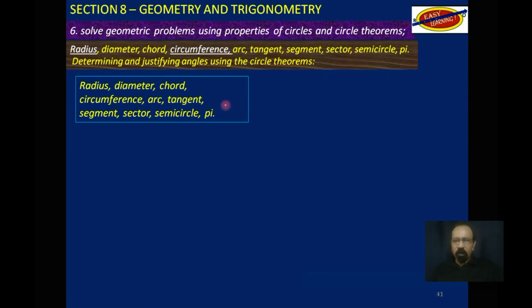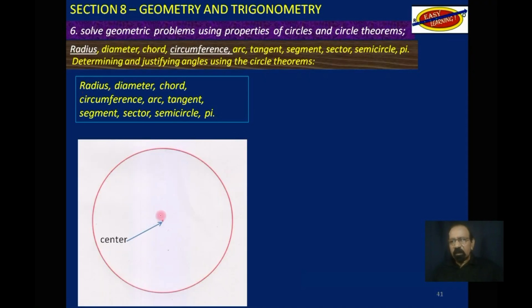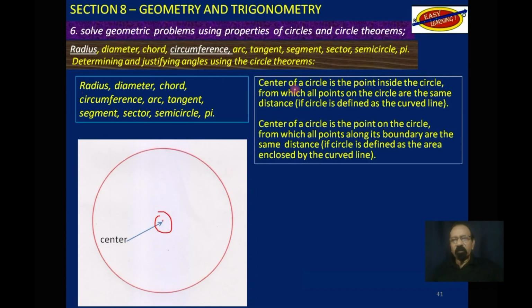Okay, so now that we know what a circle is and what it looks like, let's learn about the anatomy of a circle. Well, we know what the center is. If we don't, here is the definition. Center of a circle is the point inside the circle from which all points on the circle are the same distance if the circle is defined as the curved line. Or the center of a circle is the point on the circle from which all points along its boundary are the same distance if the circle is defined as the area enclosed by the curved line.